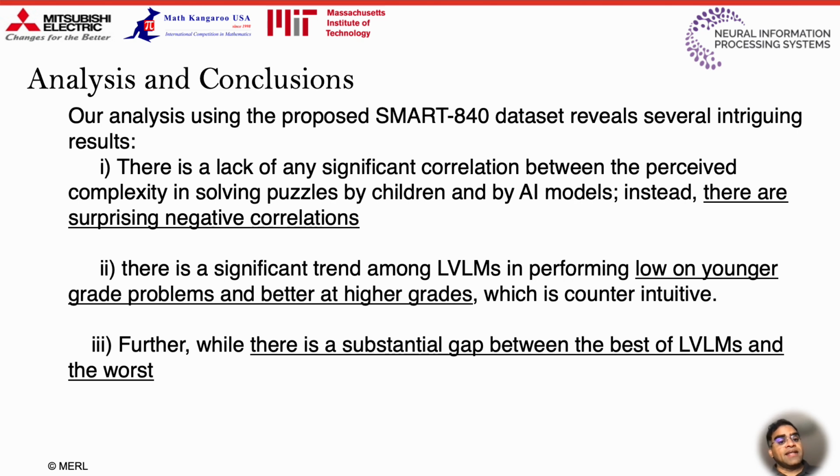To conclude, our analysis using the proposed Smart 840 dataset reveals several intriguing results. We find that there is a lack of any significant correlation between the perceived complexity in solving puzzles by children and AI models. Instead, there are surprising negative correlations. There is a significant trend among LVLMs in performing low on younger grade problems and better at higher grades, which is counterintuitive. Further, while there is a substantial gap between the best of the LVLMs and the worst, the gap between even the best LVLM and human adult level performance in reasoning is much greater.